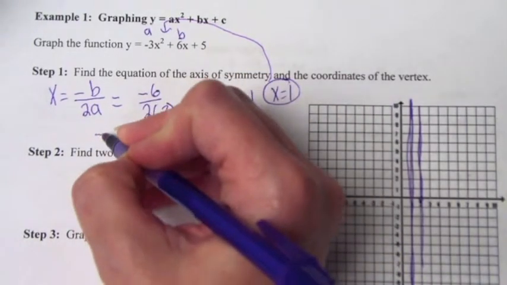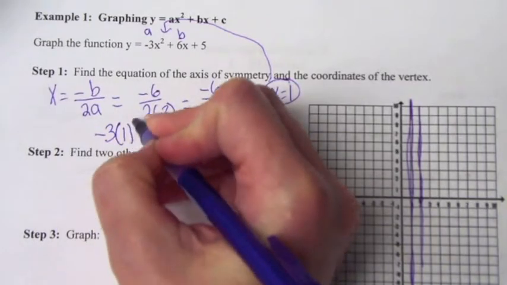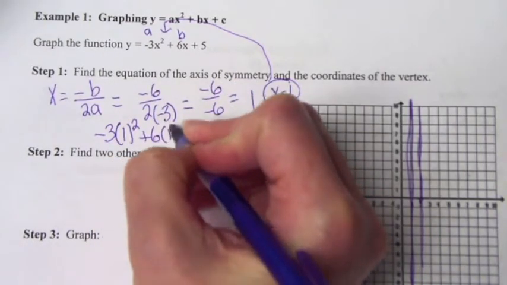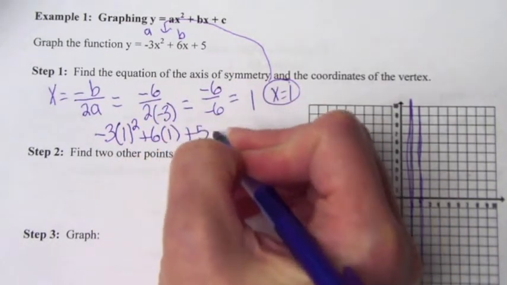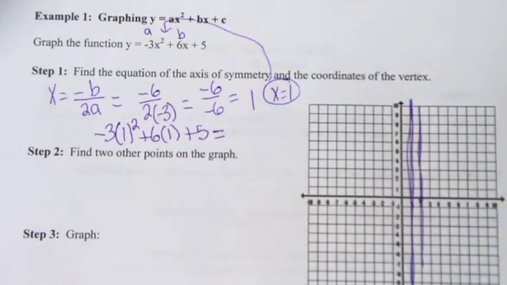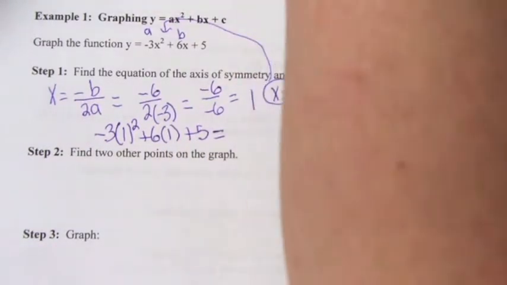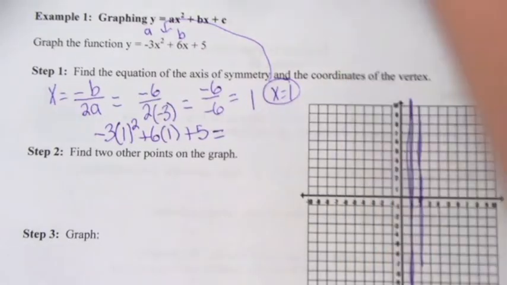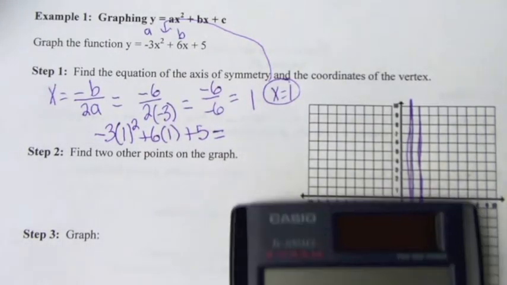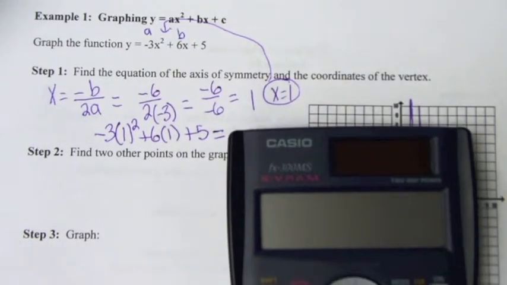So we plug it in. We do negative 3 times 1 squared, plus 6 times 1, plus 5. And you can put that right into your calculator and get it all done in one step. It keeps you from making silly errors. Watch what I do here. Give it just a second, it'll adjust.